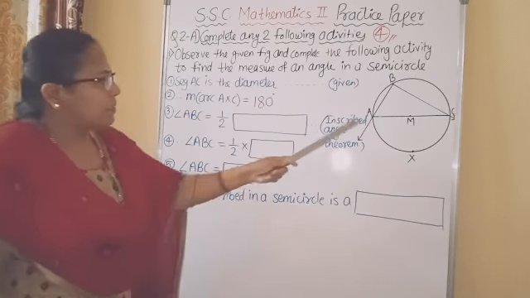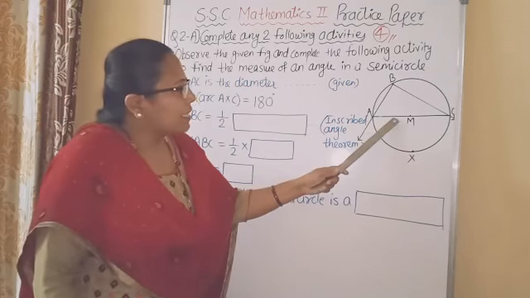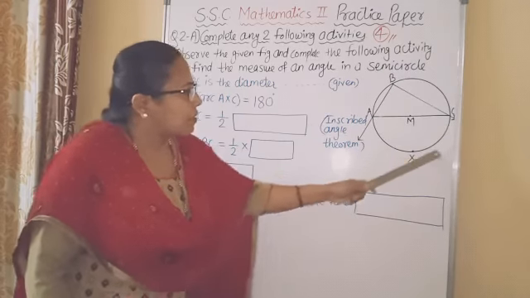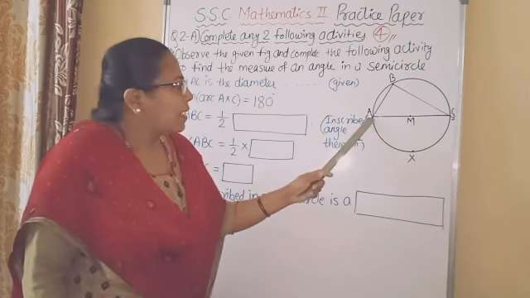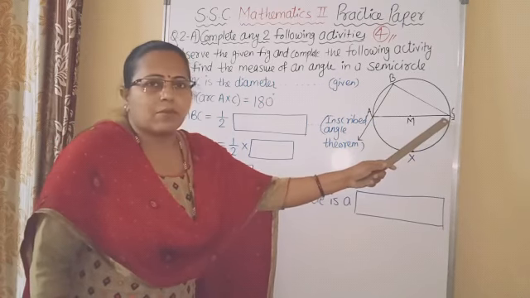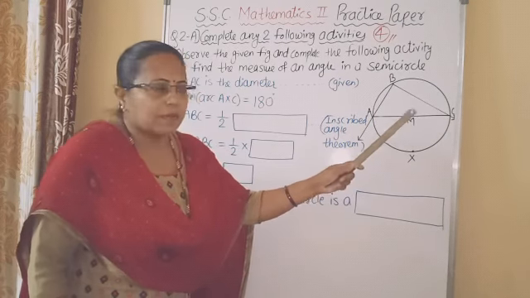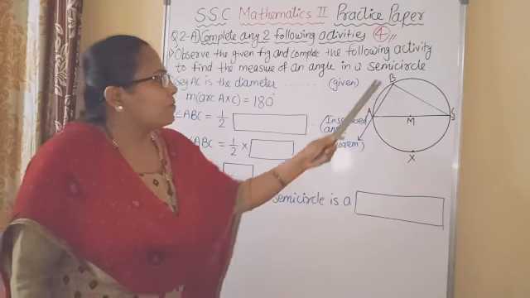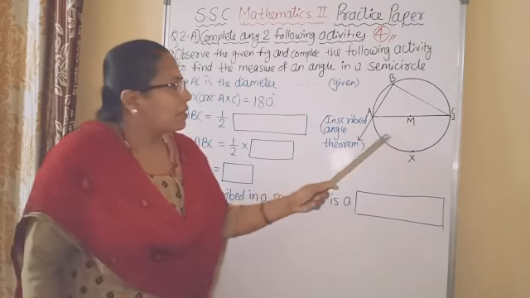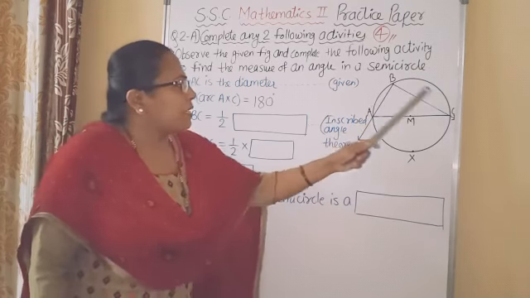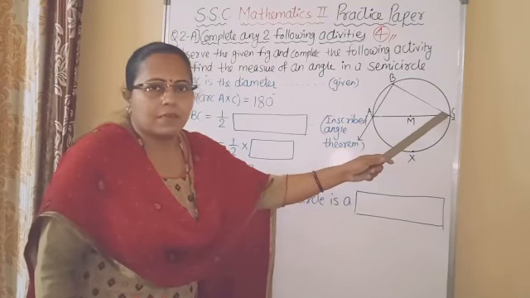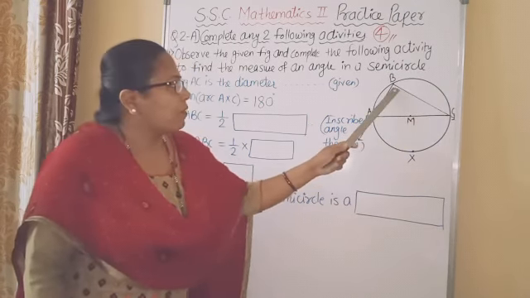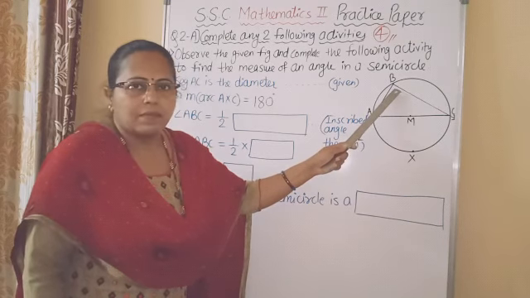So first, we will observe the figure. In this figure you can see there is one circle with center M. Segment AC is the diameter of the circle because it passes through the center. Therefore, here we got 2 semicircles. And angle ABC is inscribed in this semicircle. So we have to find out the measure of this angle which is inscribed in a semicircle.